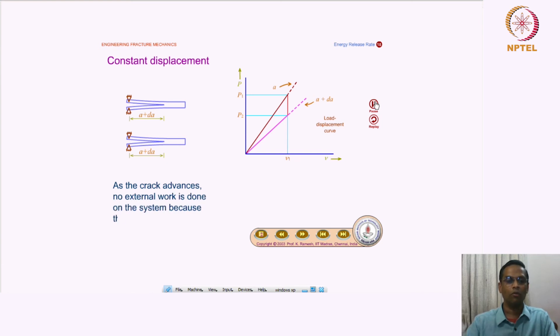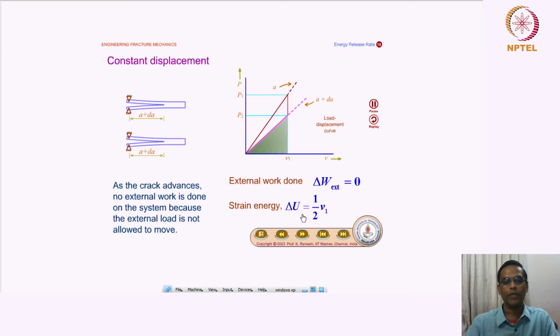One important point to remember is that as the crack advances, no external work is done in this case, because everything is kept under the fixed grip. The external load is not allowed to move. So that is important. That means the external work done, delta W, is equal to 0. But the strain energy change, delta U, is the difference between the areas of these two triangles.